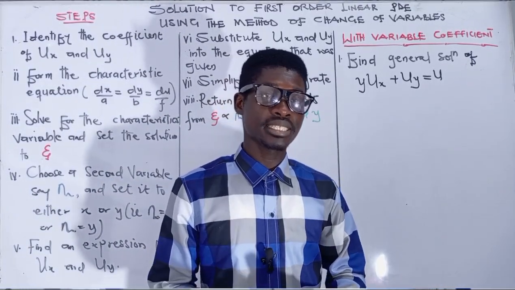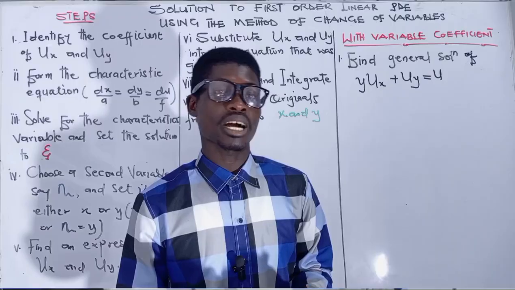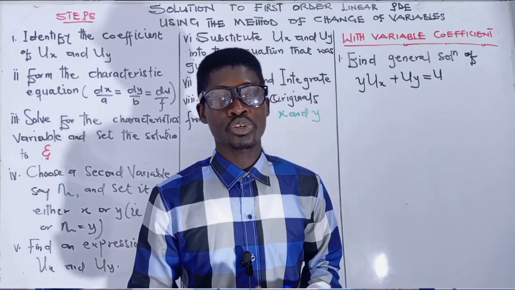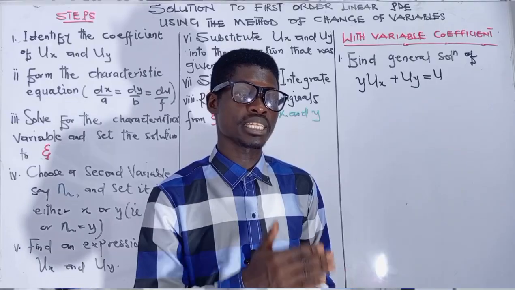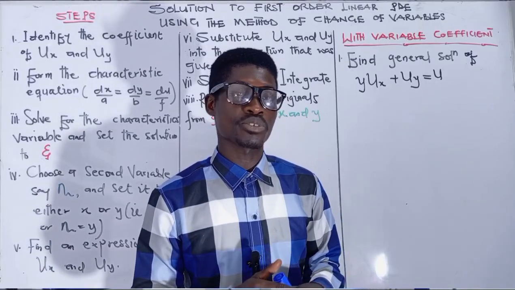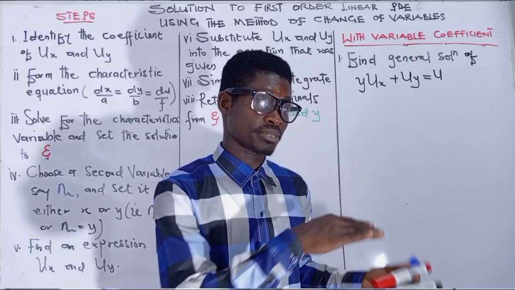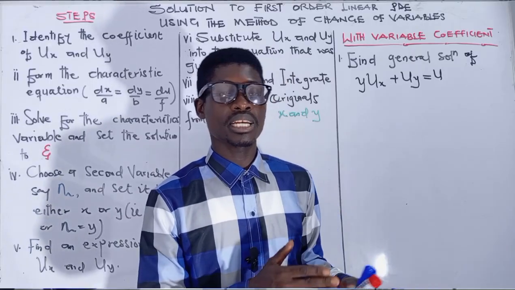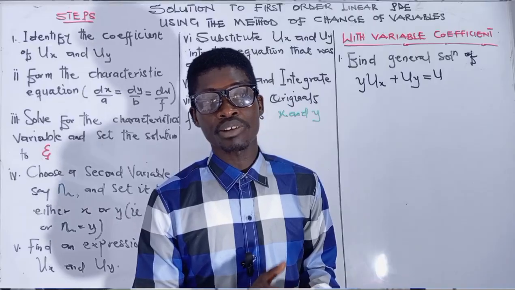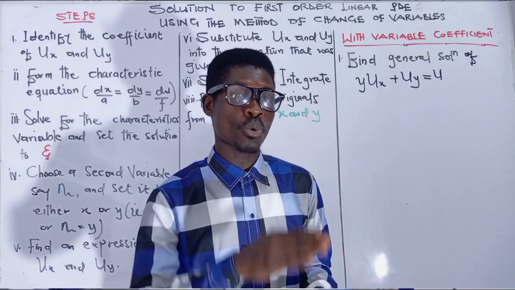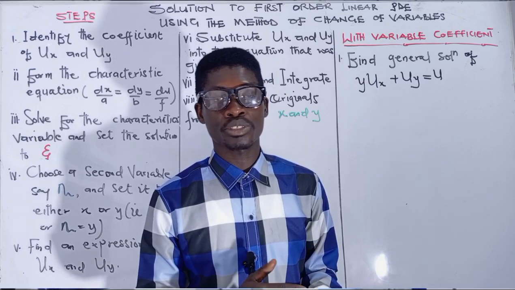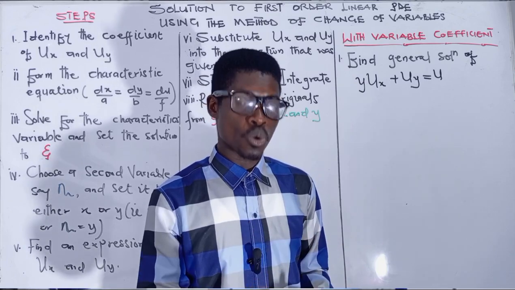In today's lesson, we shall be looking at how best we can use the method of change of variables to solve a first order linear PDE with variable coefficients. If you remember, in our previous lesson, we learned how we can use the change of variable method to solve a first order linear PDE with constant coefficients. So we're moving on to the second part, which is with variable coefficients.